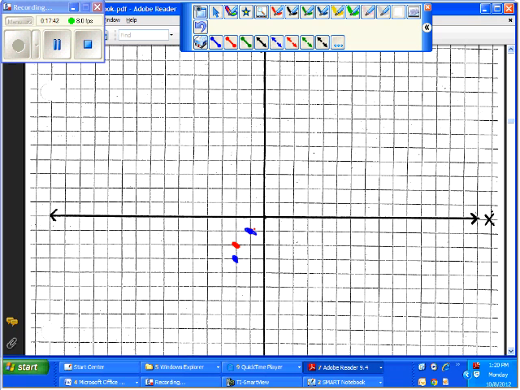The third parent function point was 0, 0. Where did it end up? 0, what? 1. The next parent function point was 1, 1. It ended up at 1, 3. It's kind of looking pretty, isn't it? The next parent function point was at 2, 2. It ended up at 2, 5.